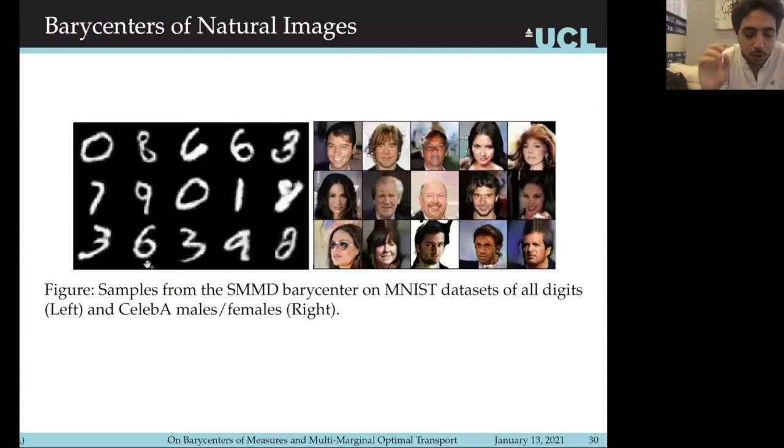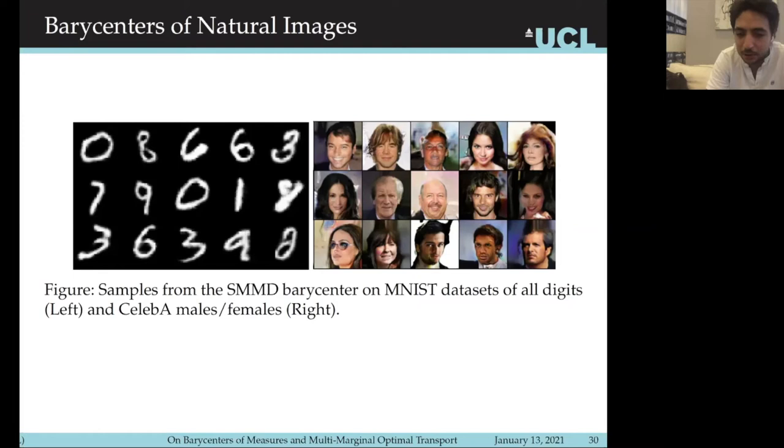So you have a measure which is all of the zeros, a measure which is all of the ones, all of the twos, and so on. And we compute the barycenter of these 10 measures, and we see that it's basically going to give samples from each of the digits, and they are much better shaped because optimized MMD works better on image space. And we do the same for CelebA, and here we are in 164 by 164 by 3 dimensions. So it's very high dimensional.